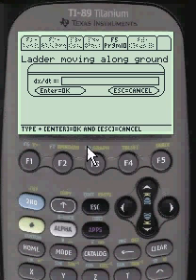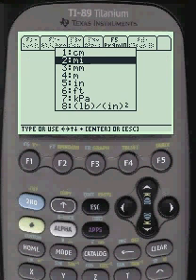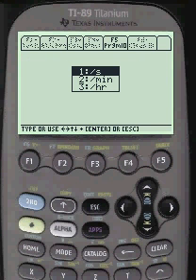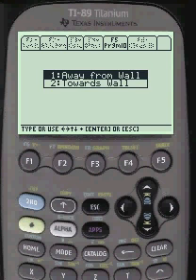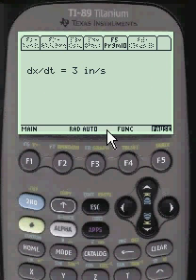And so the ladder is moving away from the wall at the rate of, you have to press alpha here before you enter anything in these entry lines, at the rate of alpha 3 inches, number 5, per second. And it's moving away from the wall. If it was moving towards the wall, it would be a minus sign in front of the 3 here.